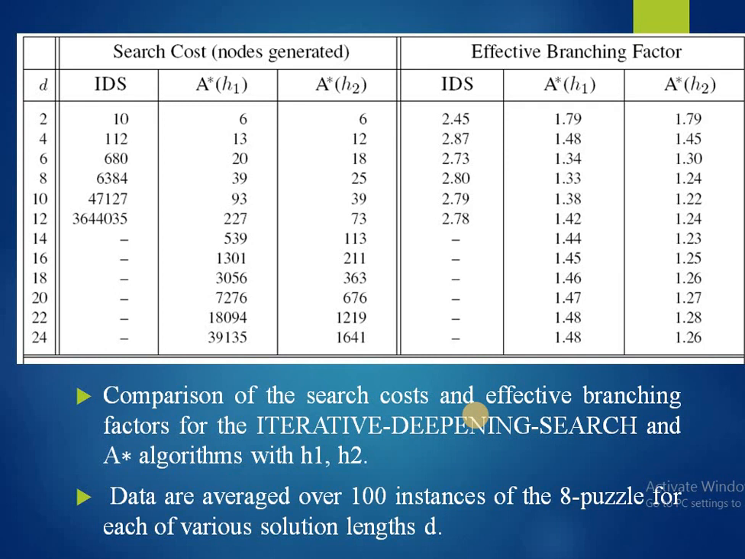So here the search cost for IDS for various d values is provided. The search cost for A star with h1 for various d values is also provided, and A star with h2 for all the values of d is provided. In the same way, the effective branching factor is also provided.